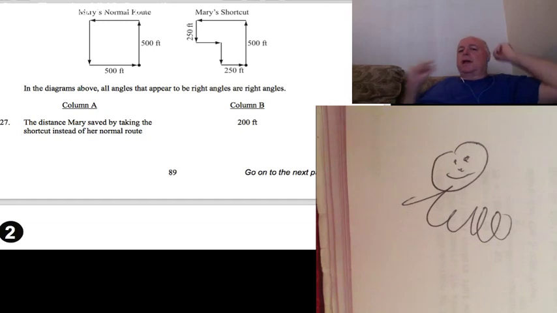It doesn't show us right angles and so on here, but let's assume it is for now, and then let's work on the problem and see how it changes that. And then it shows Mary doing a shortcut. It shows one length is still 500, and it shows some 250s. Again, we don't know if they're right angles.